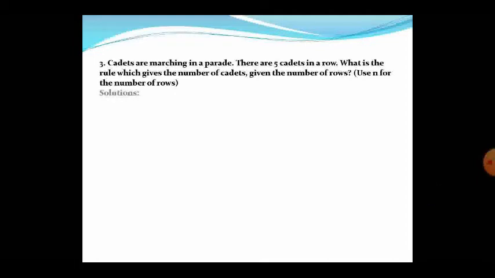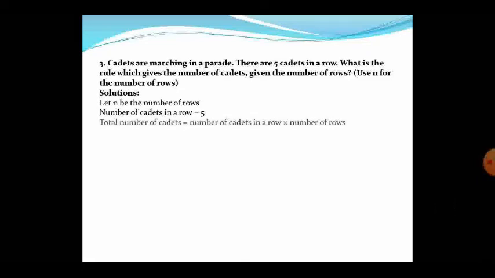You have to write the number of rows. How to write? Use N for the number of rows. Let N be the number of rows. How many cadets are there in a row? 5. Total number of cadets equals number of cadets in a row into number of rows. So there are 5 in a row, and the number of rows is N. So 5N is the pattern.